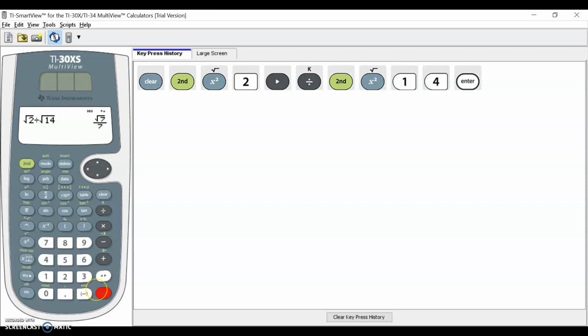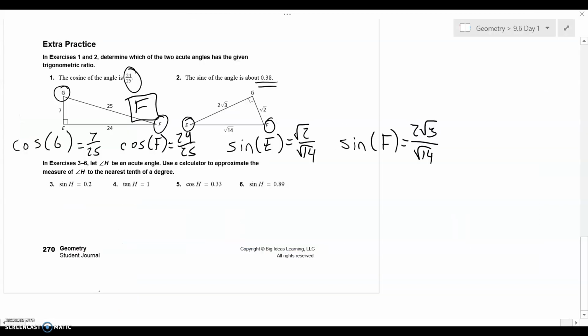Most calculators, all calculators, have some way to convert that to a decimal. On this one, it's going to be the second key and the table option, and I can see the F and the D. That's fraction and decimal. So I'm going to hit enter on that, and you can see what it's going to do is take the fraction, make it a decimal, and there's our 0.3779, which would be, if we round up, 0.38. And so in this case, and I'll jump back here, our E angle is the one that gives us a sine ratio that's equal to the 0.38, square root of 2 over square root of 14.